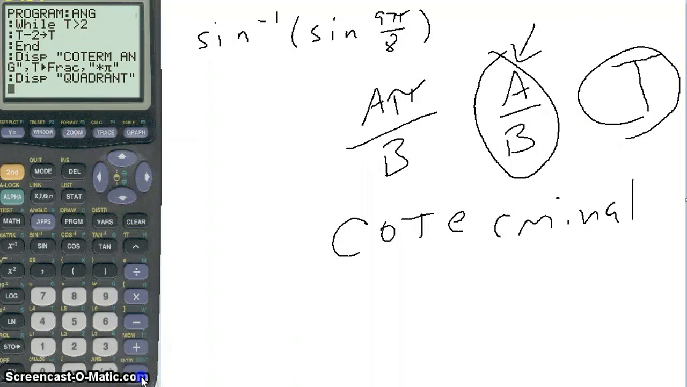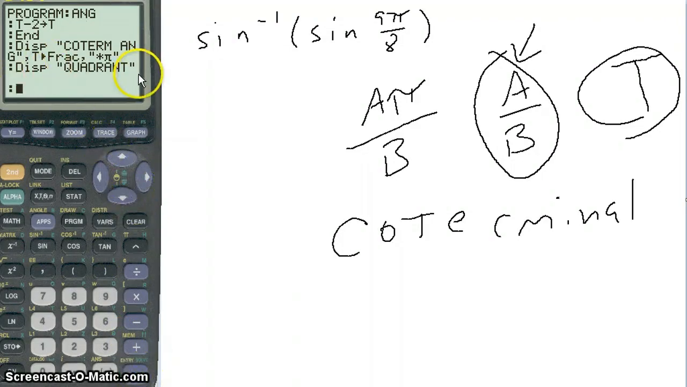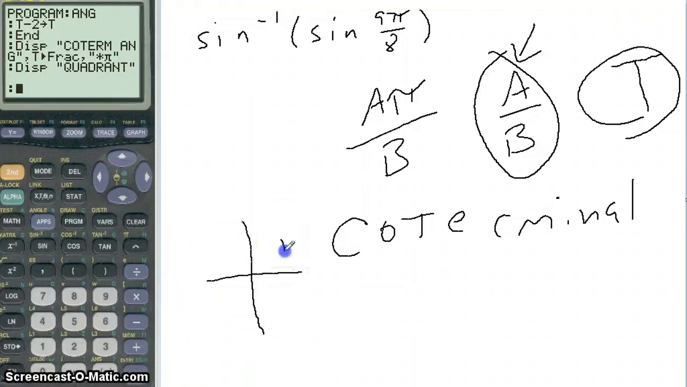Now, after you've typed display quadrant, I actually need to put a line after that. What we need to write here is a statement that is going to determine which quadrant our coterminal angle is in: 1, 2, 3, or 4.